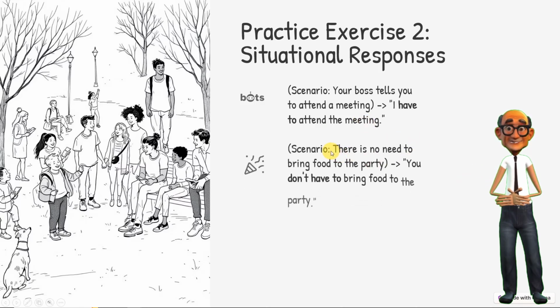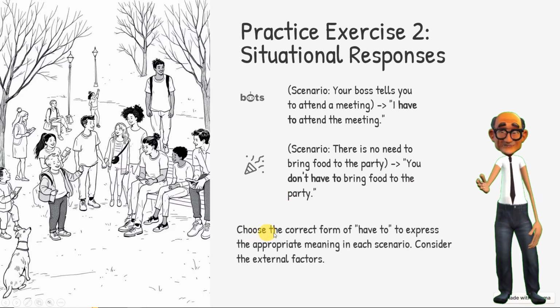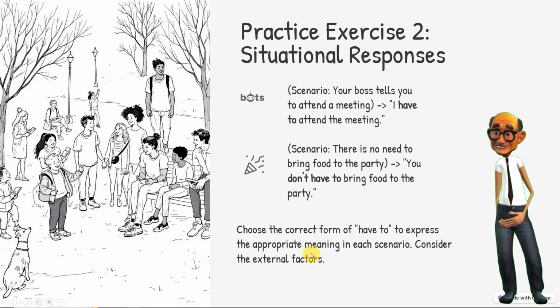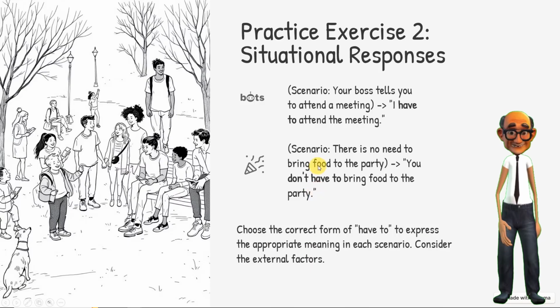Next one, scenario. There is no need to bring food to the party. So in other words, somebody's invited you to a party and they're going to be supplying everything. So you don't have to bring food to the party. Choose the correct form of have to express the appropriate meaning in each scenario. Consider the external factors, right? So when you're going to be using have to, always look at the scenario which you are in and the external factors, and that'll give you a good idea on how to use have to correctly.